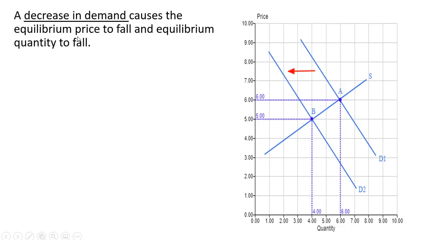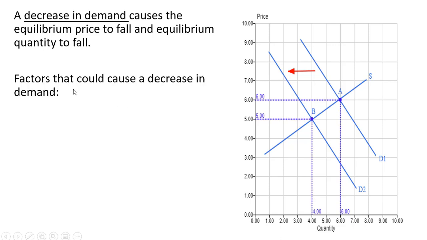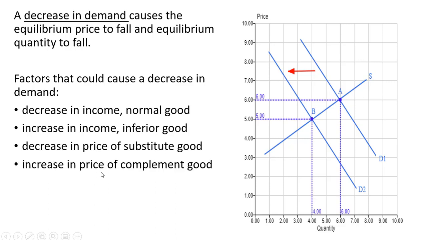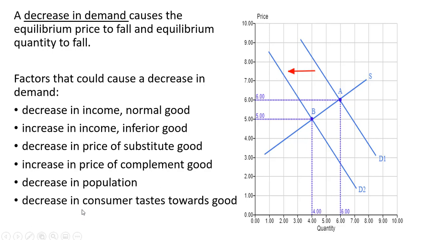So this decrease in demand causes the equilibrium price to fall and equilibrium quantity to fall. Price went from $6 to $5, and the equilibrium quantity went from 6 to 4. Factors that could cause a decrease in demand: decrease in income, dealing with a normal good, an increase in income if we're dealing with an inferior good, decrease in the price of a substitute good, increase in the price of a complement good, decrease in the population, decrease in consumer taste towards the good, and a decrease in the expected future price would lead to this diagram over here on the right.